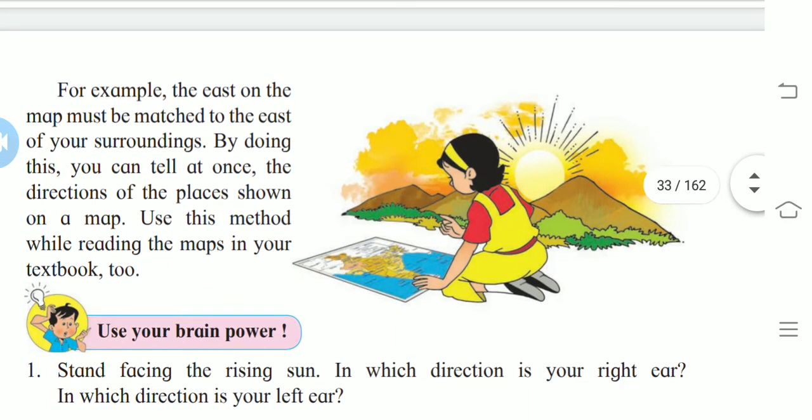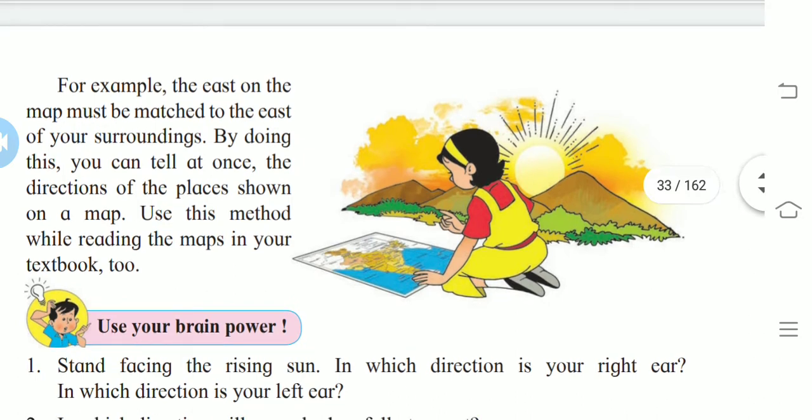For example, the east on the map must be matched to the east in your surroundings. By doing this, you can tell at once the directions of the places shown on a map. Use this method while reading the map in your textbook too.